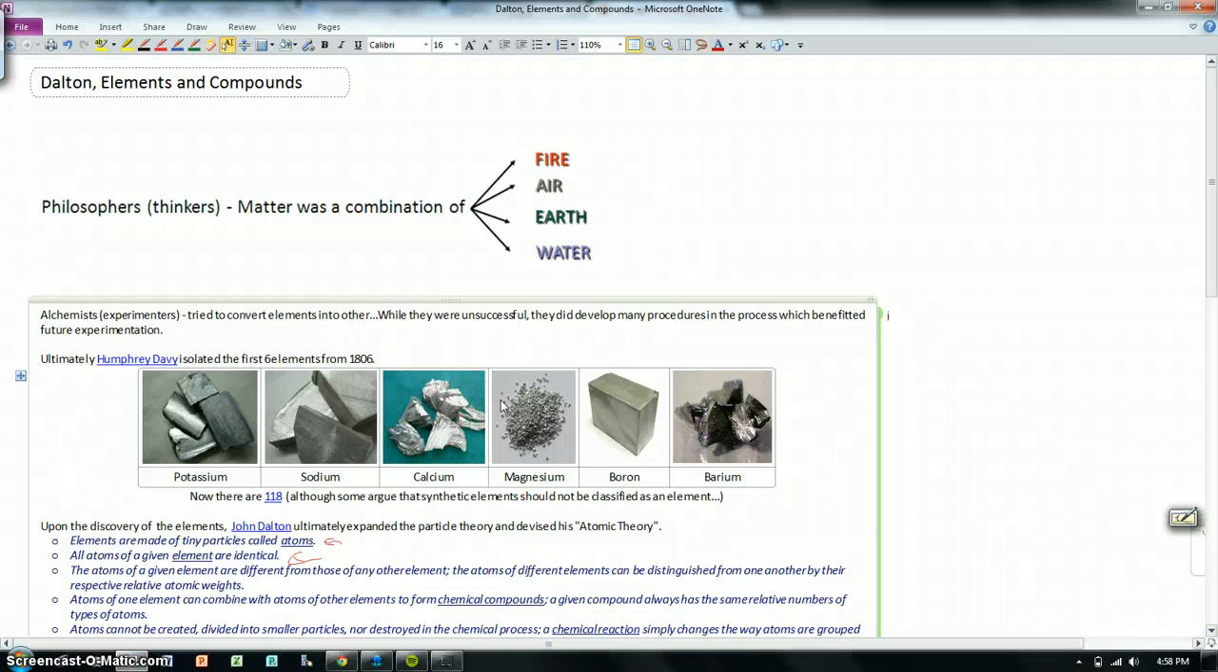As people started to experiment, we had these guys called alchemists come along, and they were trying to convert cheap metals into more expensive ones. So things like iron into gold. So they started experimenting, and then they started to realize that we had these things called elements because they couldn't break them down any further. Ultimately, in 1806, a man named Humphrey Davy came up with these first 6 elements. He isolated them, kept them alone, and proved that they were actually elements. So you see here potassium, sodium, calcium, magnesium, boron, and barium. You notice they're all metals.